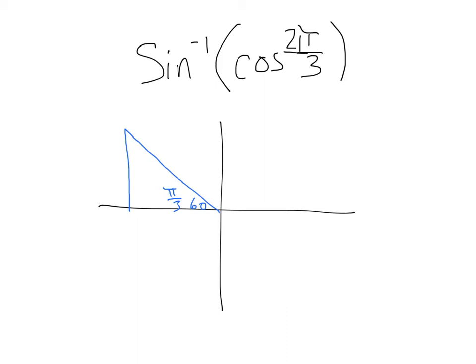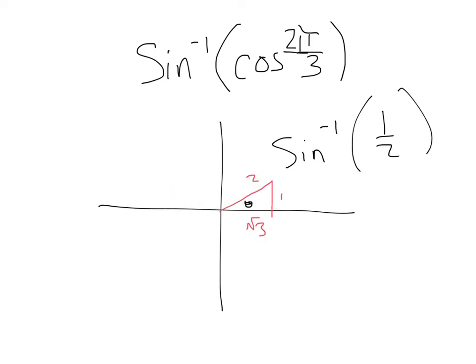Based on this 30, 60, 90 triangle, we're going to get side lengths of root 3 here, 1 here, and 2 here. Now, because we found the cosine of 2 pi over 3, that means we want the adjacent over the hypotenuse. So I'm going to go ahead and replace this cosine of 2 pi over 3 with 1/2, making us want to find the sine inverse of 1/2.